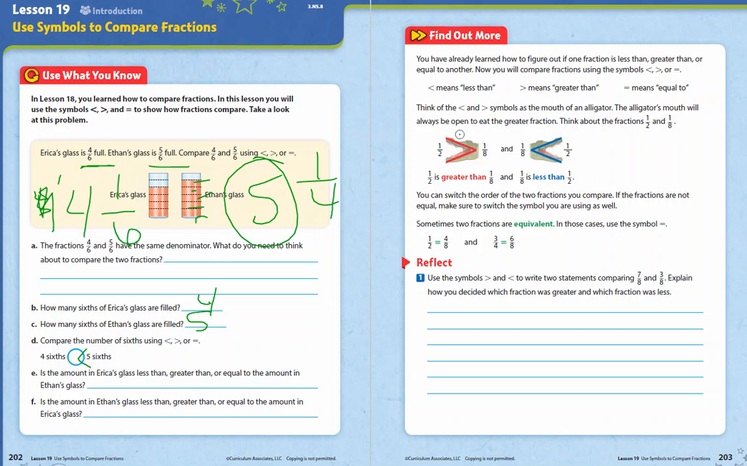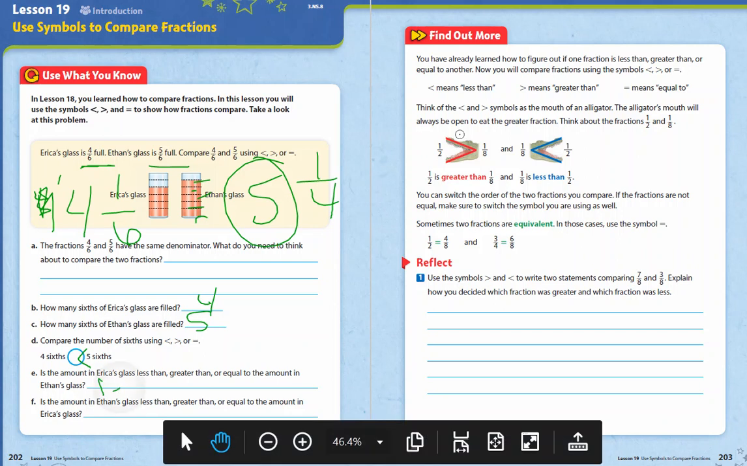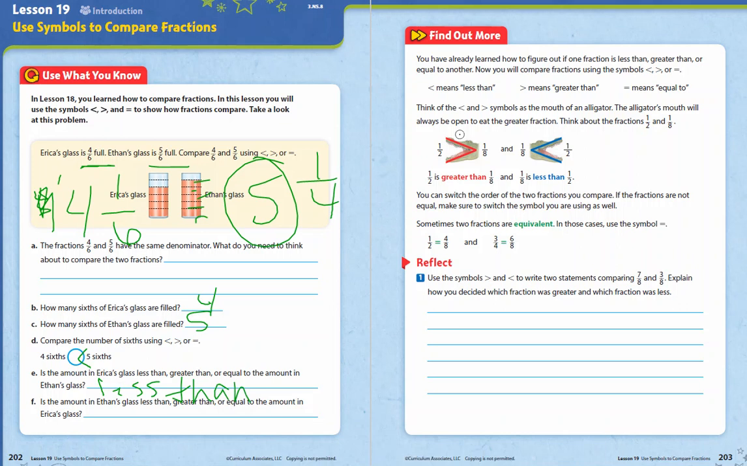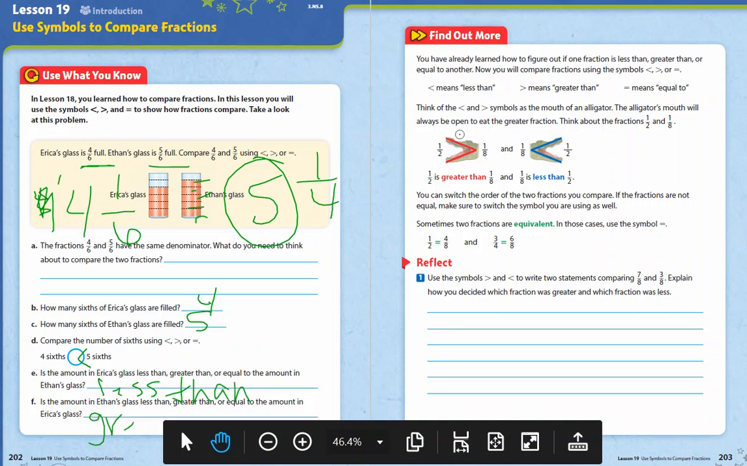Now let's look at E. Is the amount in Erica's glass less than, greater than, or equal to the amount in Ethan's glass? Well, we just said that 4/6 is less than 5/6, so this is less than. Is the amount in Ethan's glass less than, greater than, or equal to the amount in Erica's glass? Ethan's glass is greater than.